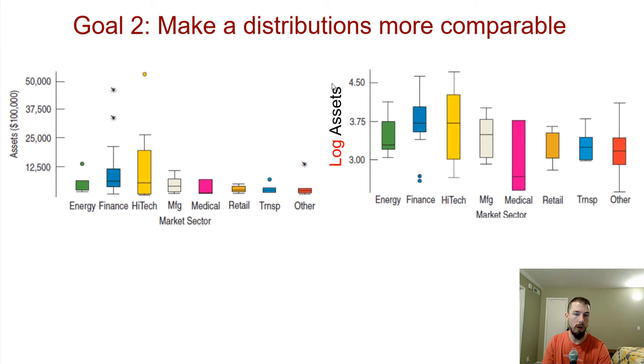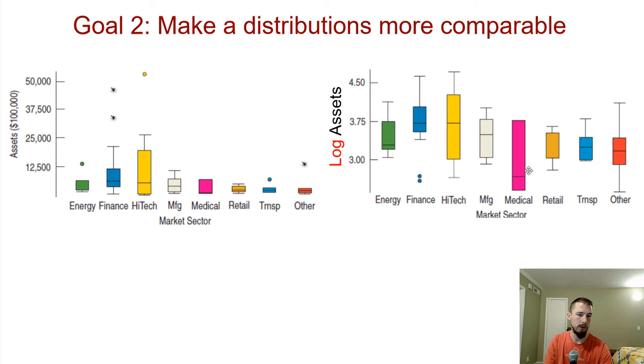So when we take the logarithm of the assets, then all of a sudden, all the stuff on the bottom gets spread out. The outliers and the far skewed stuff on the top gets brought in closer, which is what logarithms do, and now it's easier to compare. You can tell much more easily what's going on between medical and retail, etc.